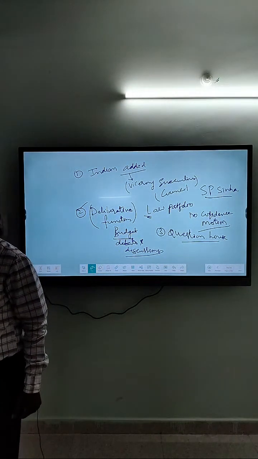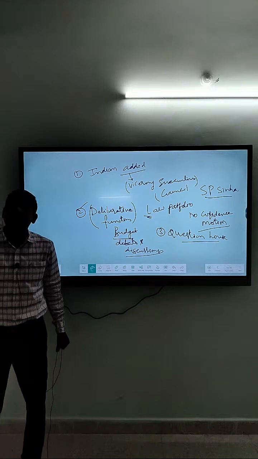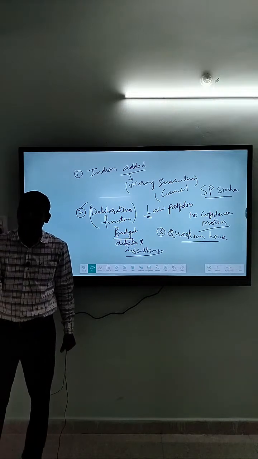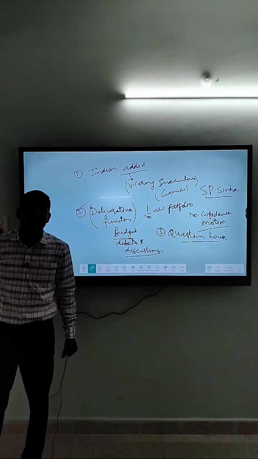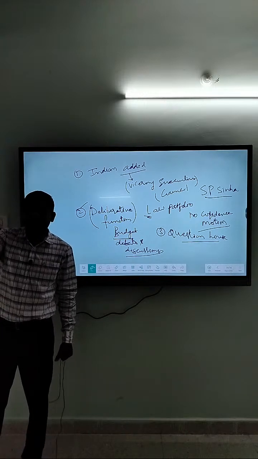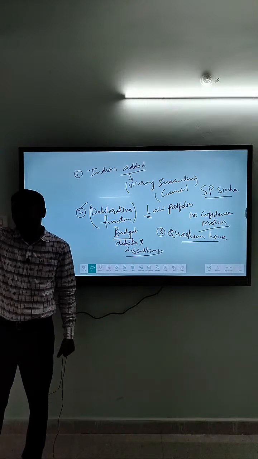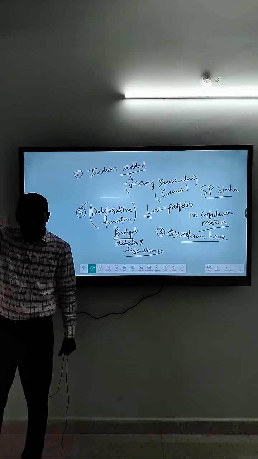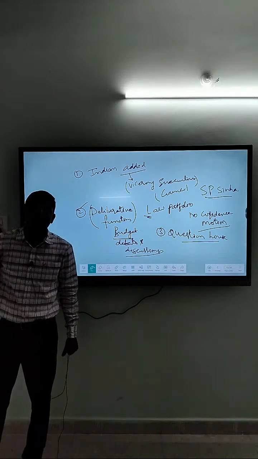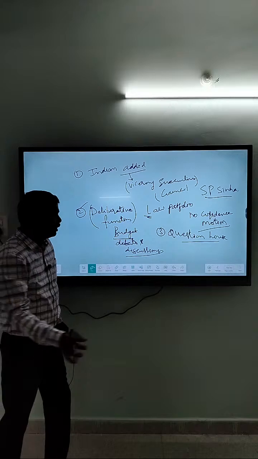If you take British India government, don't get confused. British India government means it is the Viceroy and his Executive Council. The Viceroy and Executive Council is the government, and the Viceroy and his Legislative Council is Parliament.